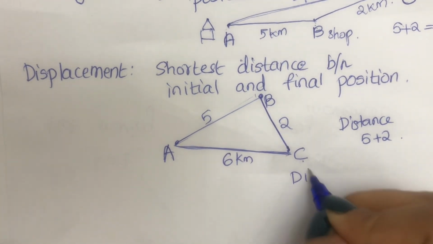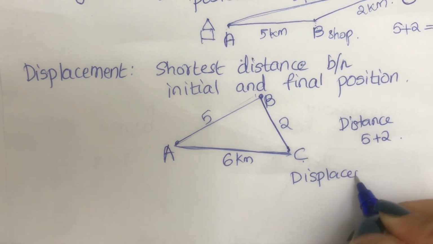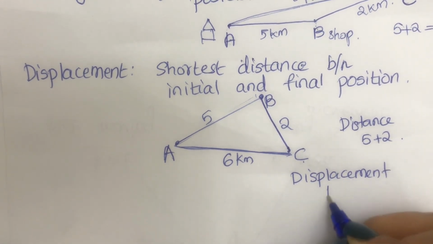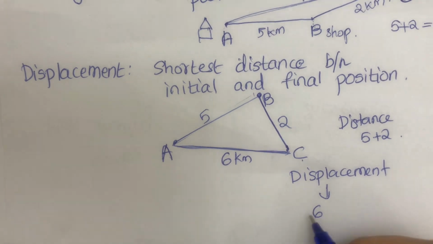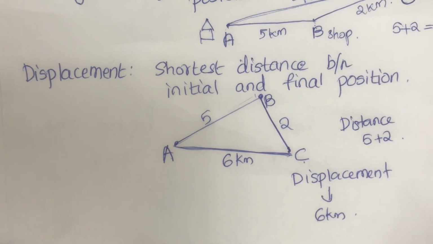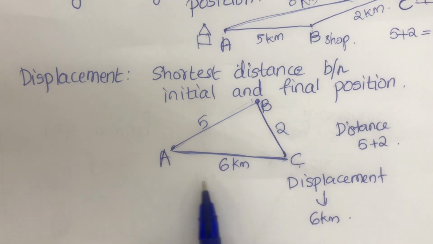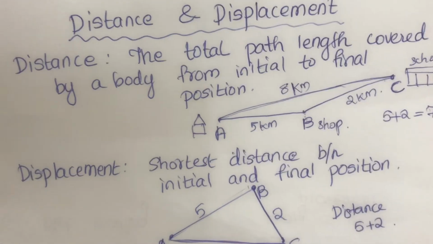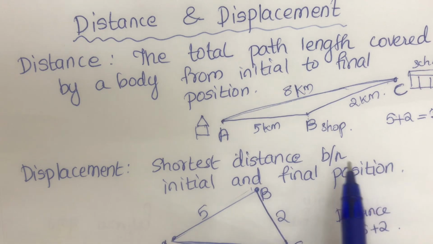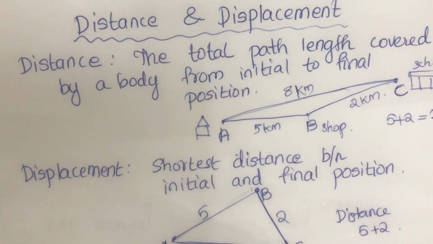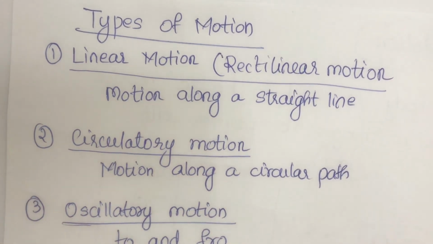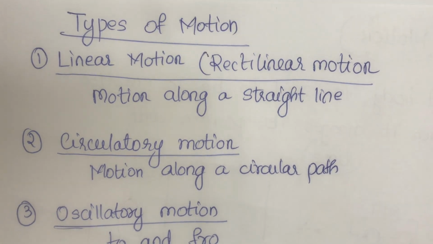So here displacement is what? 6 kilometer. You understood, no? Shortest distance from initial and final is displacement. And the total path length covered from initial and final is distance. Okay, so one more important topic is there, that is type of motion.